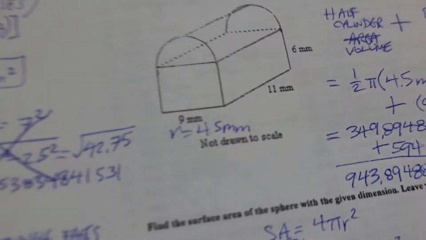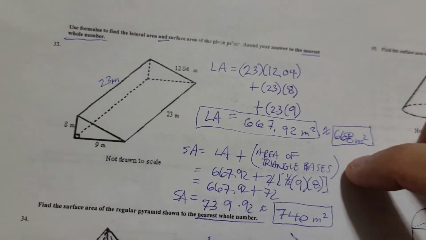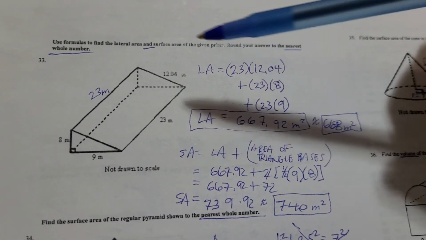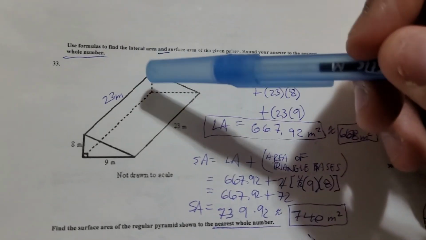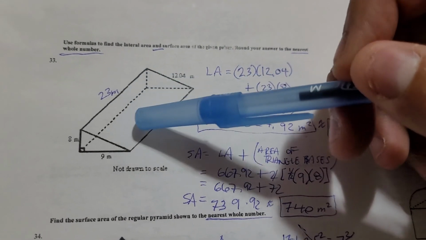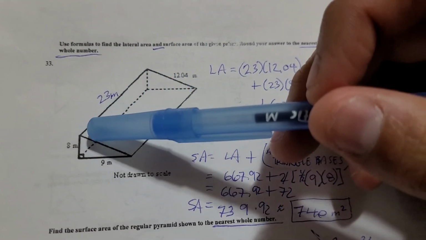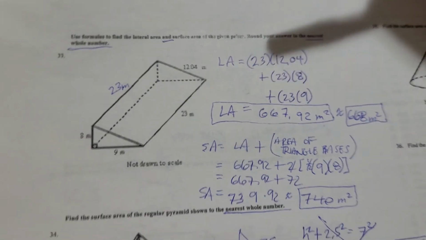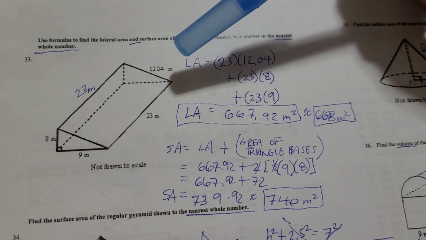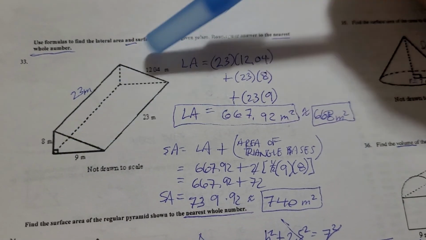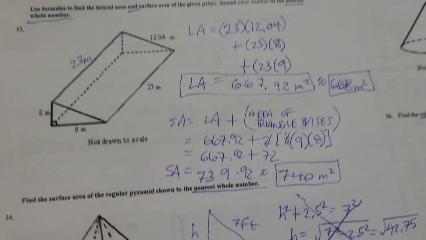Okay, so page 5. Let's look at number 33. We need the lateral and the total surface area here. So we're looking at this here. Remember, lateral just means all the way around, not including bases. So this is a triangular prism, which means I have this rectangle on top, the rectangle on the back, and the rectangle that's on the bottom. So the rectangle on the top, I'm just saying 23 by 12.04. The one on the back is 8 by 23. And the one on the bottom is 9 times 23, or vice versa.